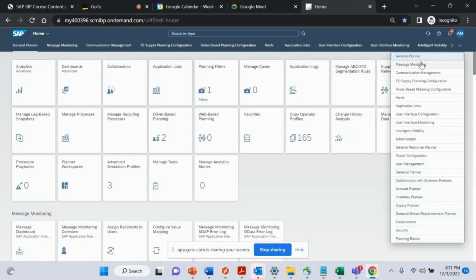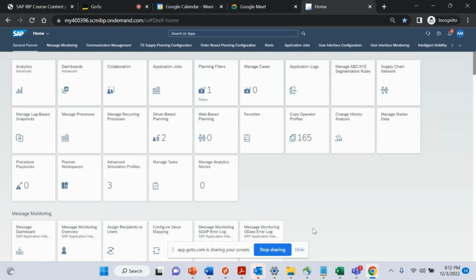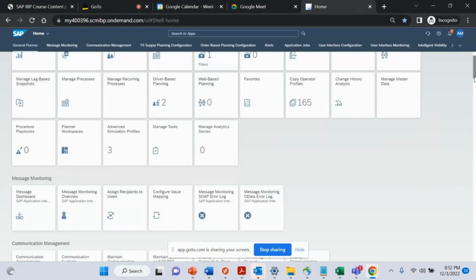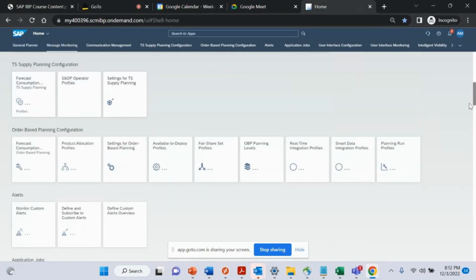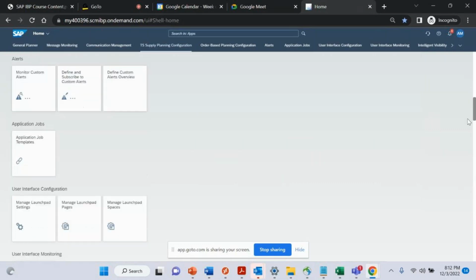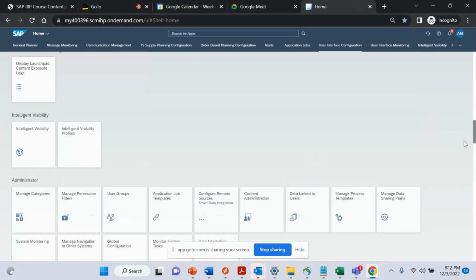If you click on the drop down, it gives time series based planning as well as order series based planning, including inventory planner, supply planner, demand driven replenishment planner, driver based planning, security, all these things. So this is how your web UI looks. You can navigate to each one and see the detailed level of it. Got it?